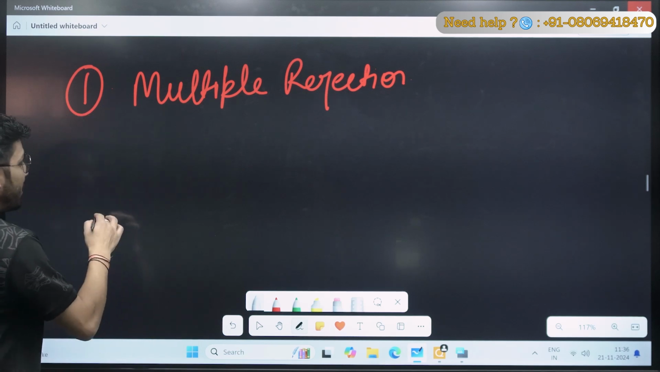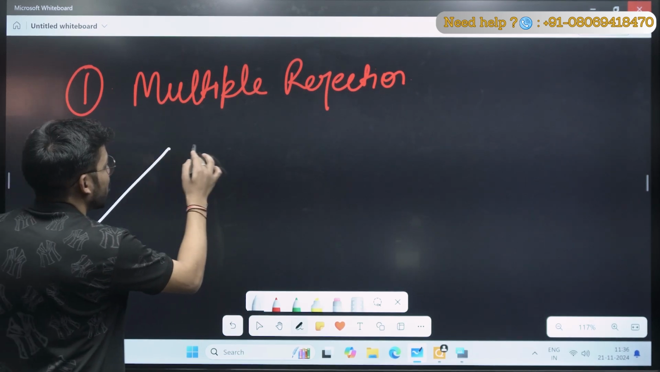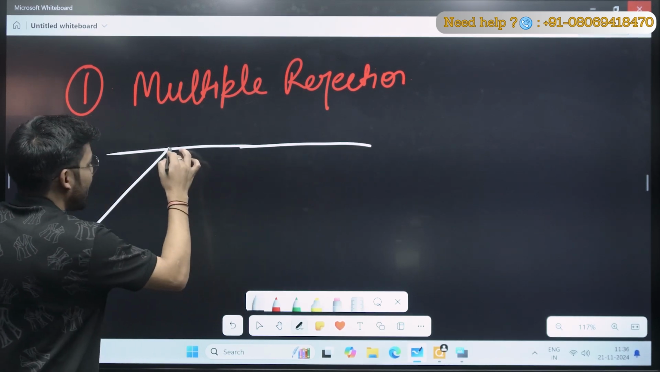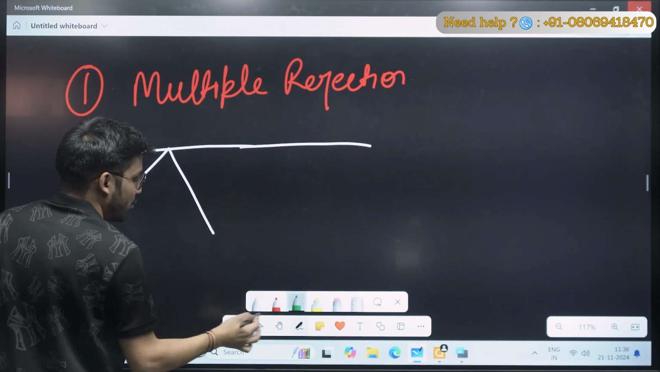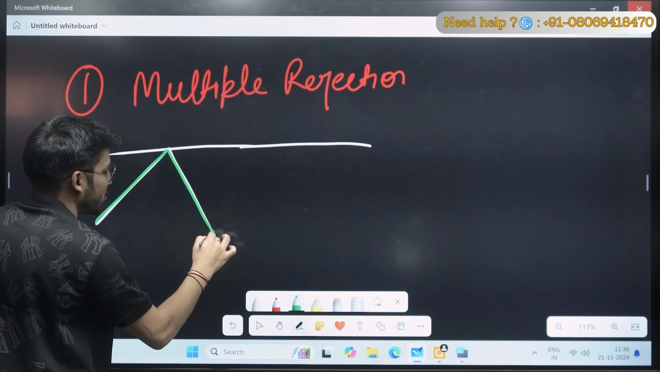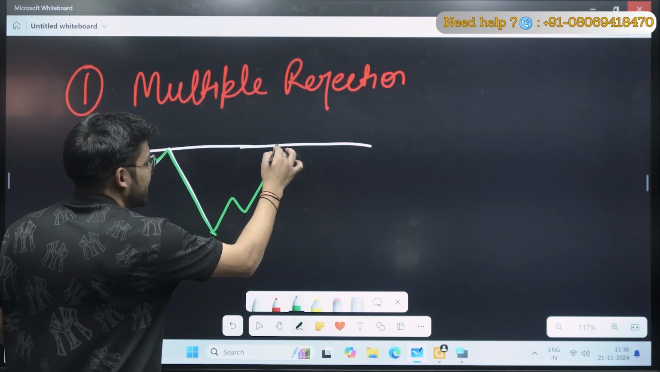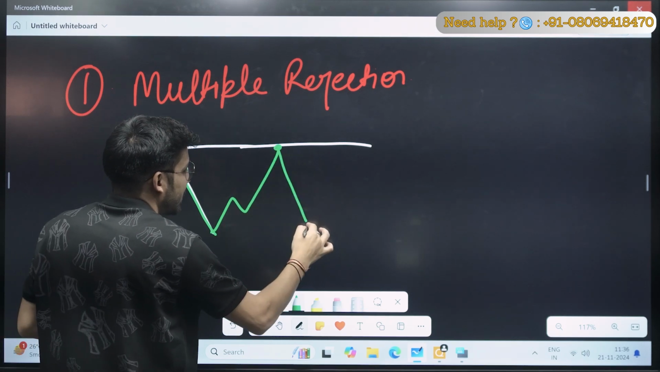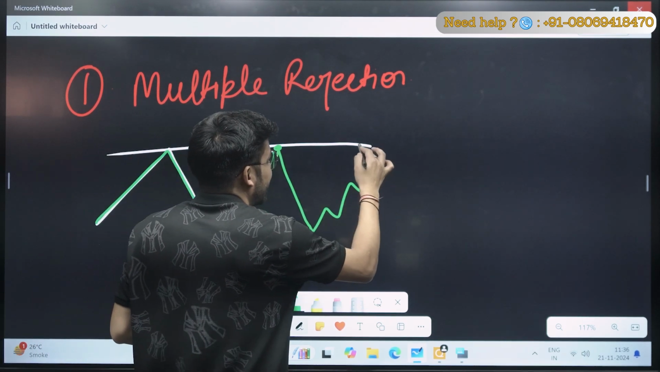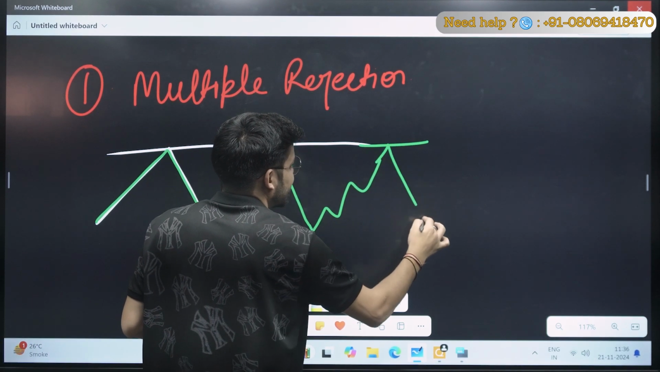Suppose my market was moving like this, and from this level my price went down, so there must be some movement like this. Again my market reached this level and there is a rejection of price. After some time it again reached this level, and again there is a rejection.